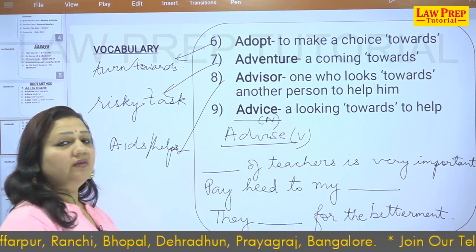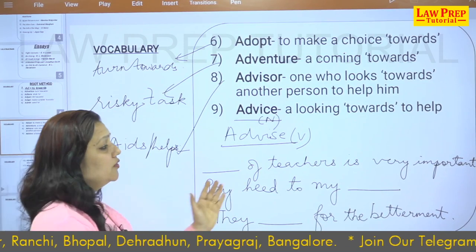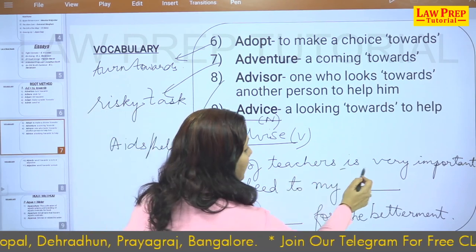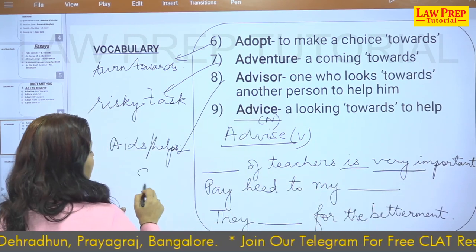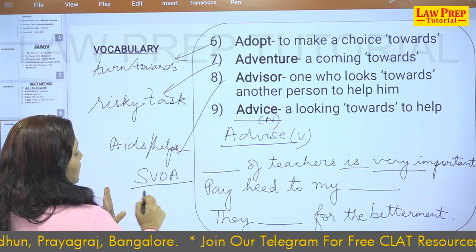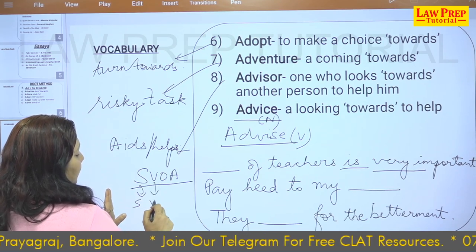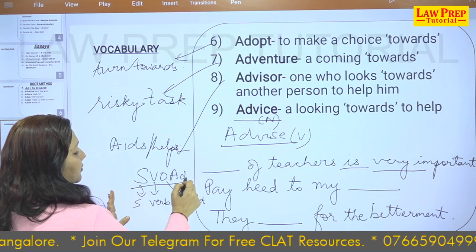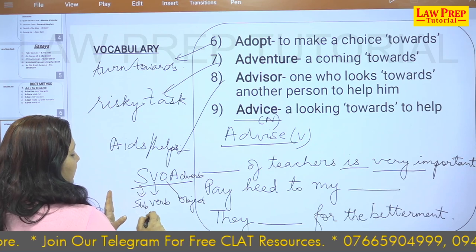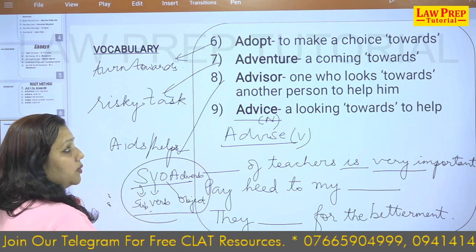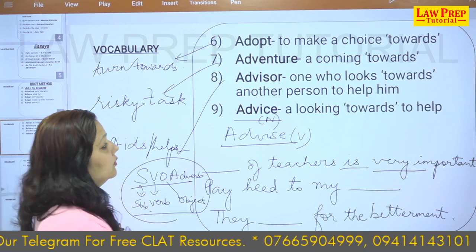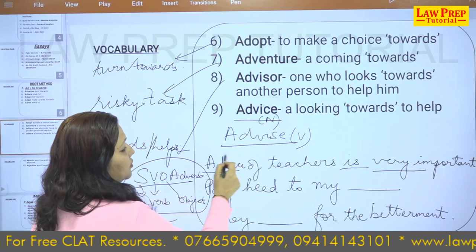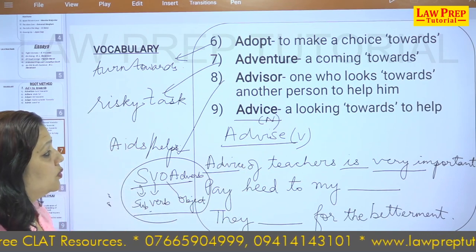Okay, look at these sentences that I have framed for you. "Dash of teachers is very important." Which one will come, a noun or a verb? See, this already has a helping verb, and this is a sentence. So we have the SVOA formula, that is subject, verb, object and adverb, right? When we have subject, verb, object, adverb, the first word cannot be the verb. In that case it would be a noun, and so the answer would be "advice of teachers is very important."